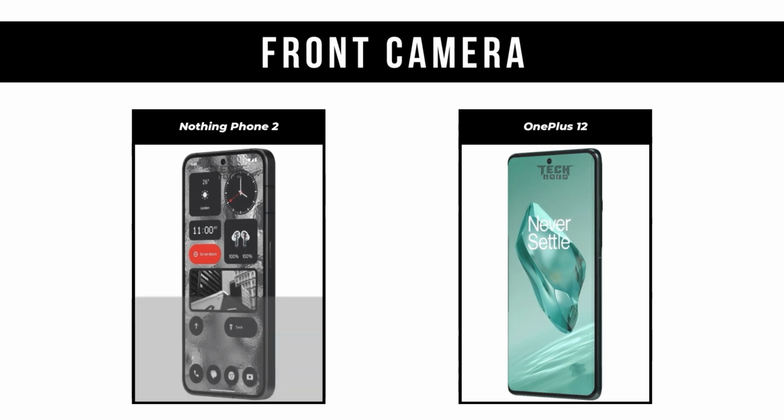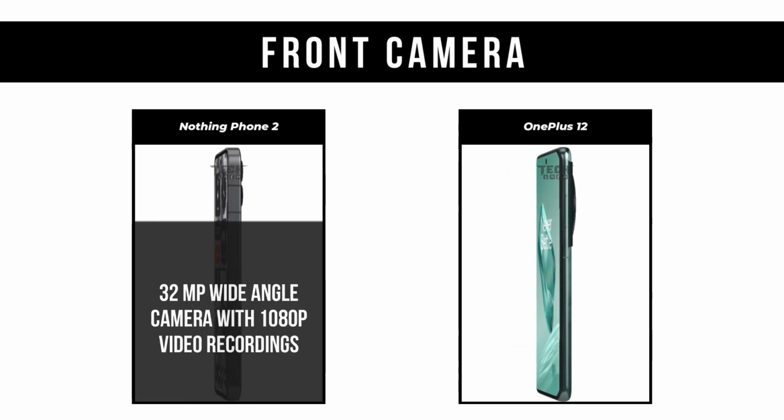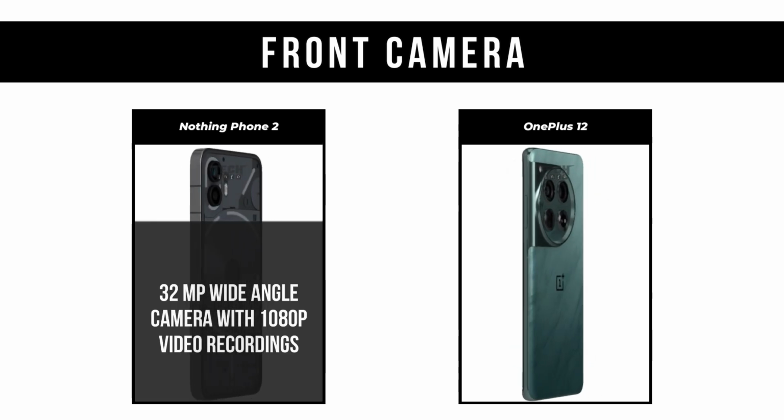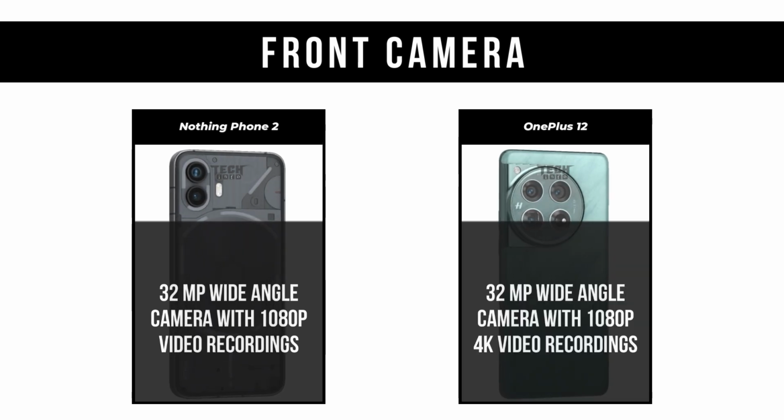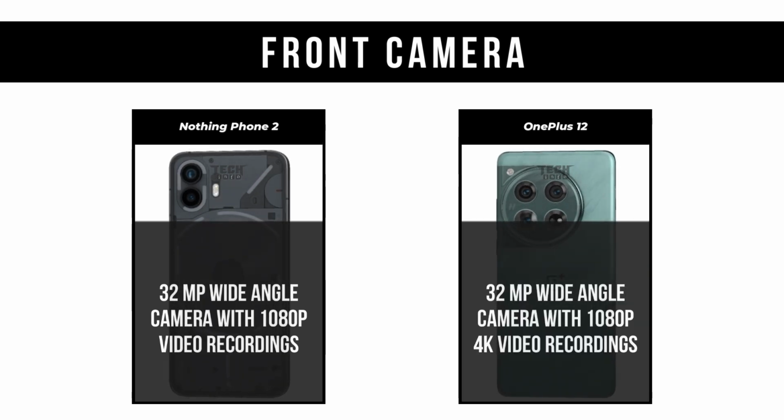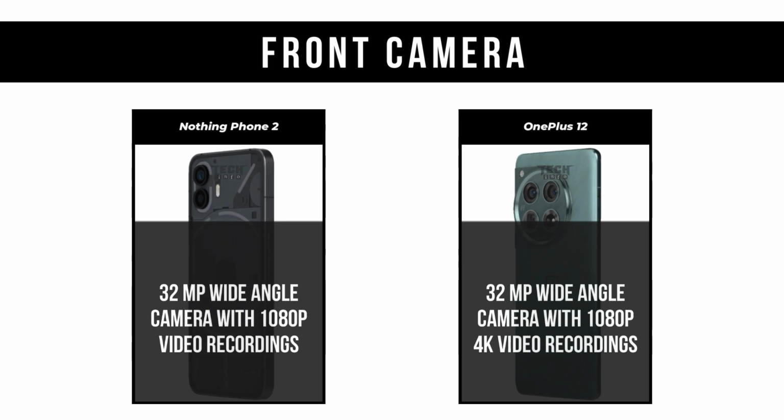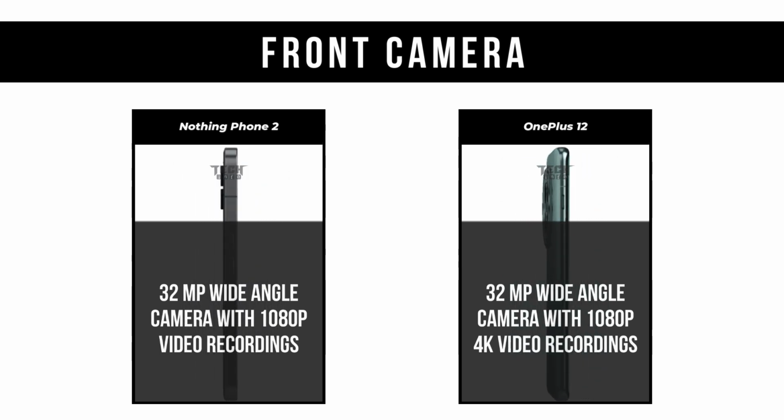Front camera. Nothing Phone 2 is 32MP wide-angle camera, with 1080p video recordings. OnePlus 12 is 32MP wide-angle camera, with 1080p and 4K video recordings.